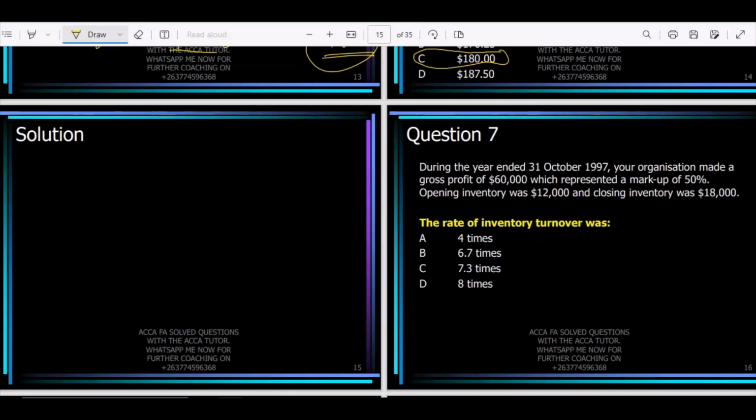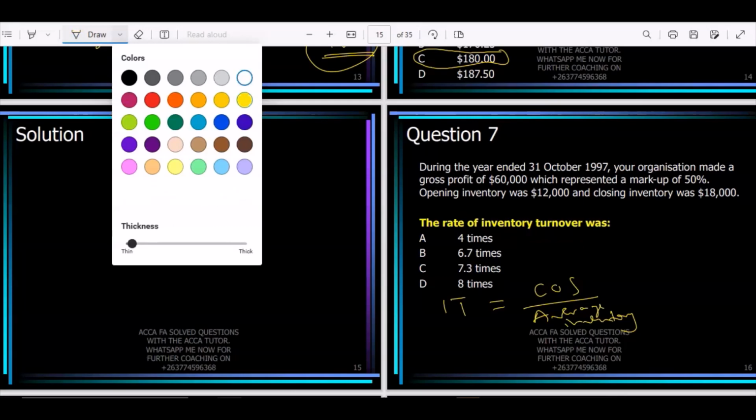The rate of inventory turnover was, so first of all, you need to know how do you calculate a rate of inventory turnover. Okay, let me just call it IT. Inventory turnover, IT, is equal to cost of sales divided by average inventory. Okay, cost of sales divided by average inventory. But you can as well notice that we are not given the cost of sales figure, but the information that has been given by the examiner can assist us to come to that figure.